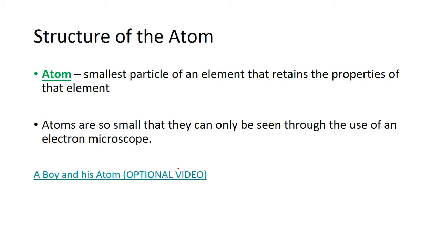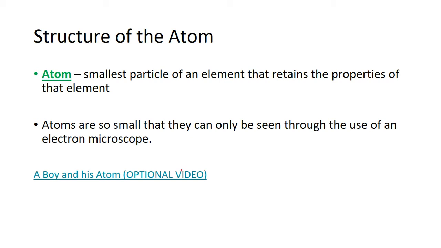So for example, if you take gold, gold is an element and gold is made up of atoms of gold, and each atom of gold will retain all the properties of that particular element. So shininess, color, all of those things come from the structure of that particular atom.